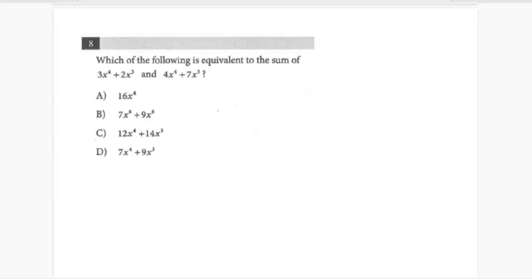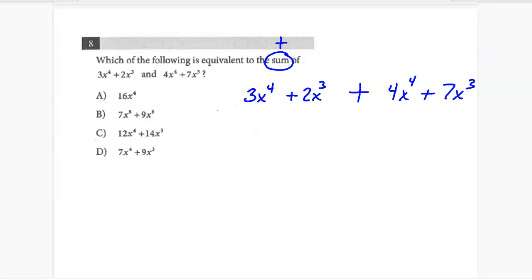If you notice, it says, what is equivalent to the sum? Well, that means add. So I'm adding 3x to the 4th, 2x to the 3rd, plus 4x to the 4th, my bad, and then 7x to the 3rd. We're just adding these two things together, so we need to gather like terms. 3x to the 4th plus 4x to the 4th is 7x to the 4th.